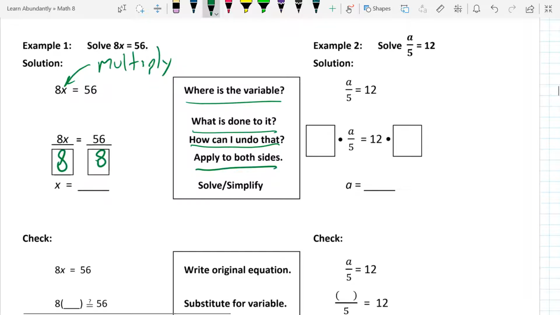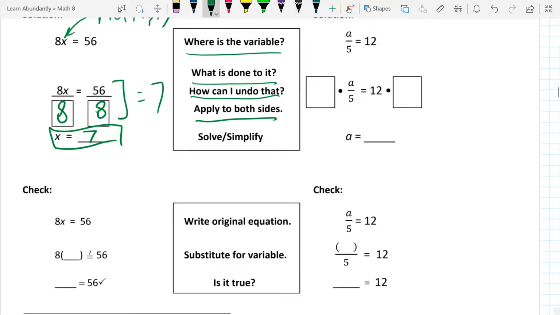And if we do that, we end up with x equals 7 because 56 divided by 8 equals 7. We need to check our answer. So what we're going to do is we're going to plug 7 back in for the x, and we're going to see if it does equal 56. 8 times 7, if I type it in my calculator, I get 56 equals 56, and so it checked out.